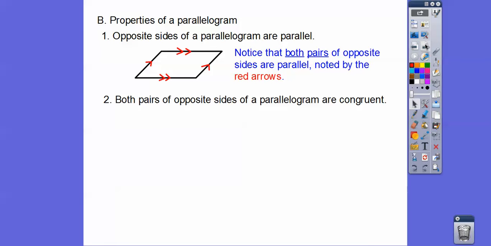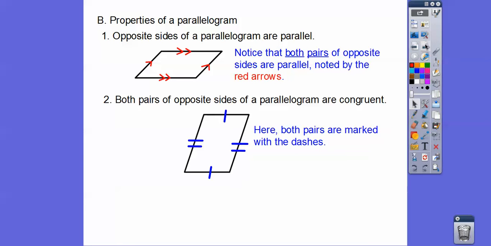Okay, the next one is both pairs of opposite sides of a parallelogram are congruent. Here the top and bottom are marked by one dash, and the left and right are marked by two dashes. That signifies that these two sides are equal and these two sides are equal. So both pairs of opposite sides are congruent.